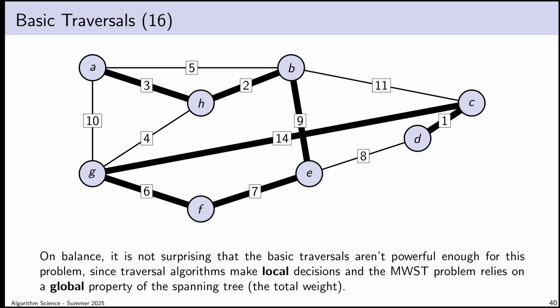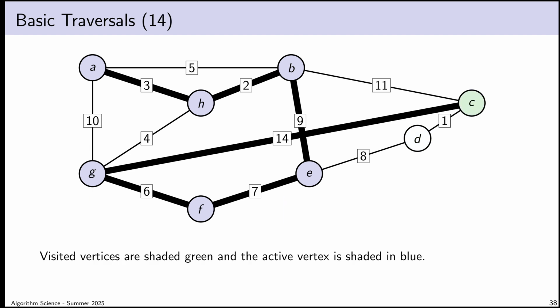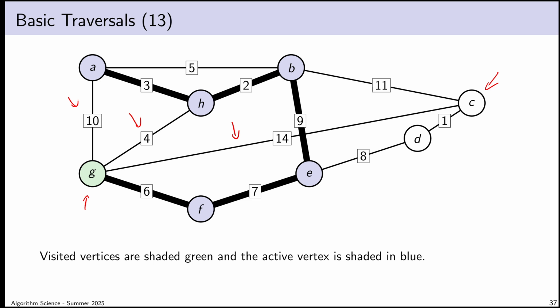Now, this isn't that surprising because it does seem as if the choice of edges is a bit more nuanced than what I can decide at one vertex. That is, if we think back to vertex G here, I realize that I could probably build a spanning tree with lower total weight by not using this edge. This edge seems to cost a lot.